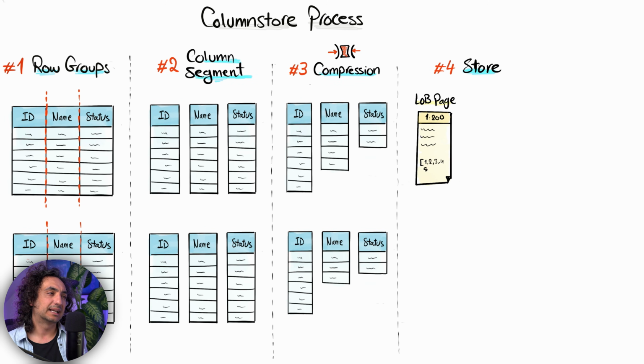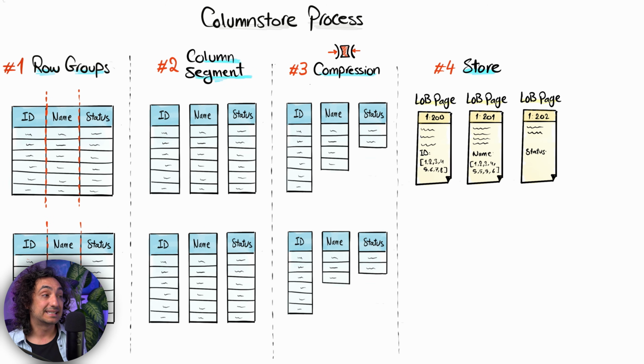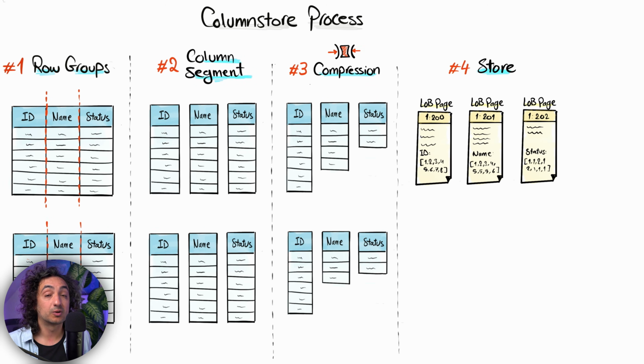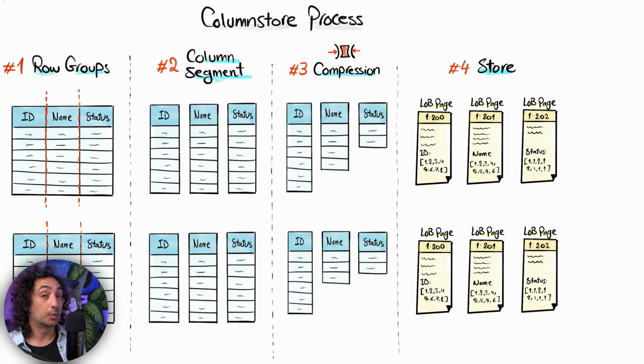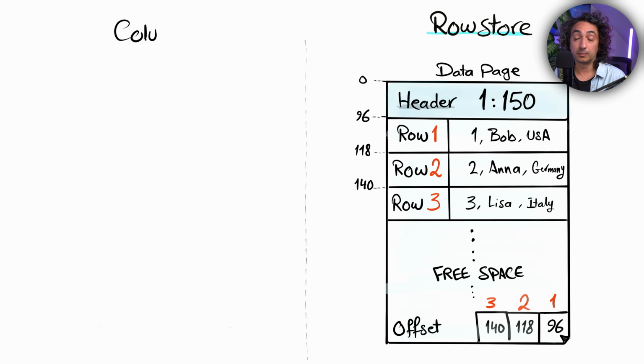But here SQL will not use the standard data pages that we have learned previously. Instead, it's going to use a special page called LOB, large object page. So now let's quickly compare the structure of the normal data page that we have learned in the Rowstore with the new one, the Columnstore LOB data page.